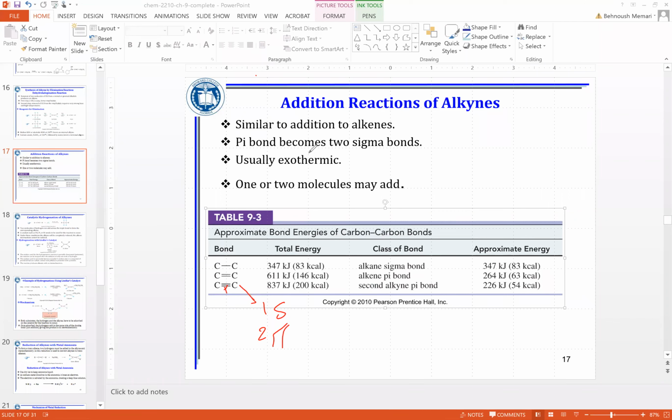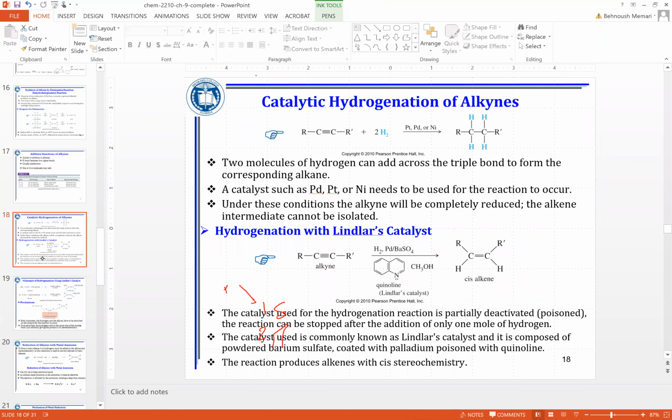So the reaction often is exothermic because you're breaking pi bonds, but you're making sigma bonds. Sigma bond is formed, so the reaction is going to be exothermic. Each pi bond you break, you add 2 sigma bonds. If you break 2 pi bonds, you add 4 sigma bonds. Okay. So you could add 1 molecule or you could add 2 molecules.